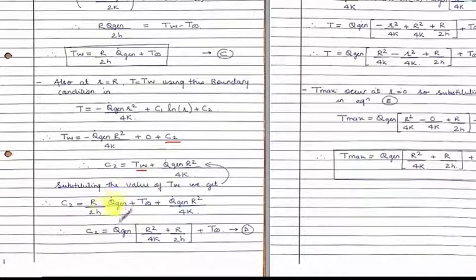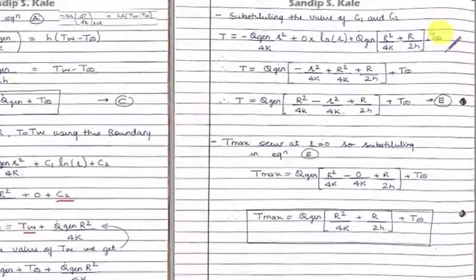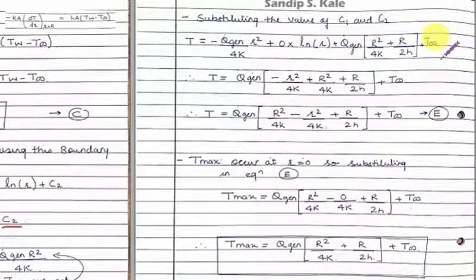After substituting the value, we get R upon 2h multiplied by q gen plus T infinity. This is the value of TW. We take q generation common, and after necessary arrangement we get the value of C2. So C1 and C2 values are there. Substitute them in this equation, and after substituting, you will get a big equation like this. Now our task is just necessary arrangement so that we can keep this in mind. So this is the formula after necessary arrangement. This is the temperature equation now.